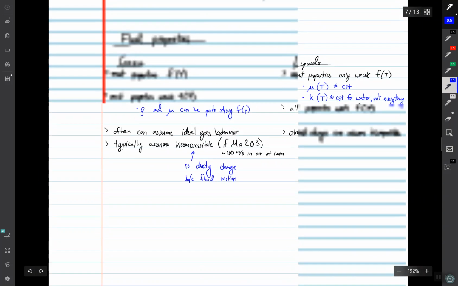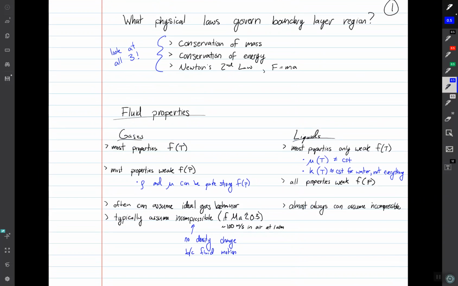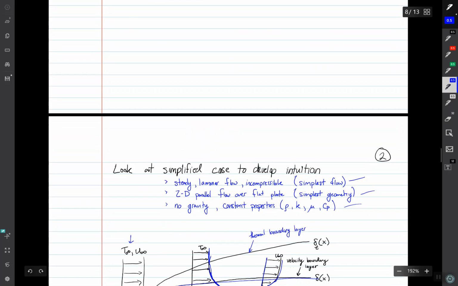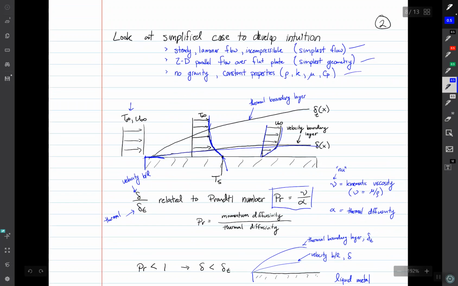Sorry for the craziness on this computer. So we looked at the physical laws that govern a boundary layer: conservation of mass, conservation of energy, Newton's second law, fluid properties, different things about gases and liquids. And then we started looking at this simplified case.